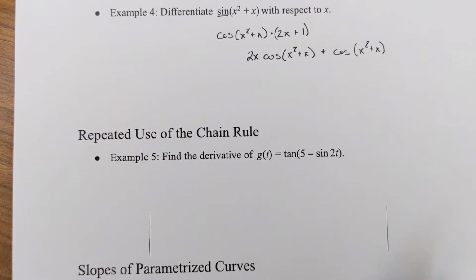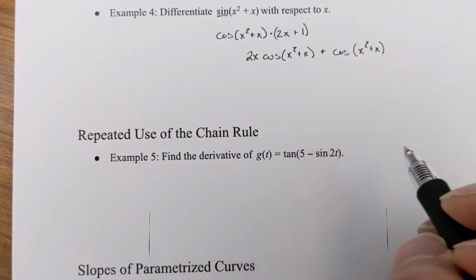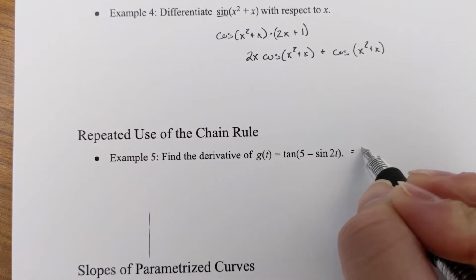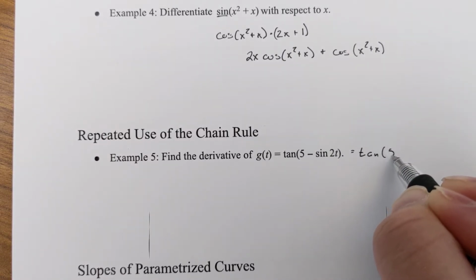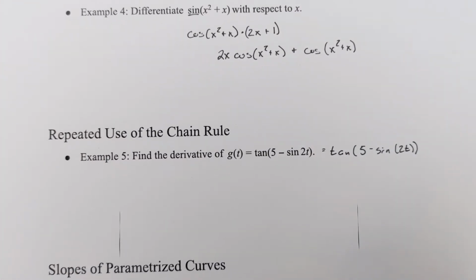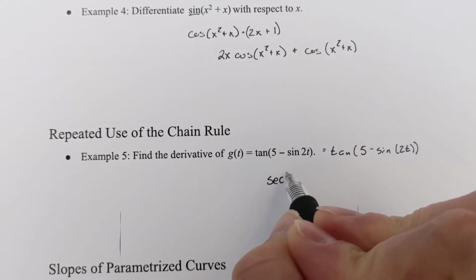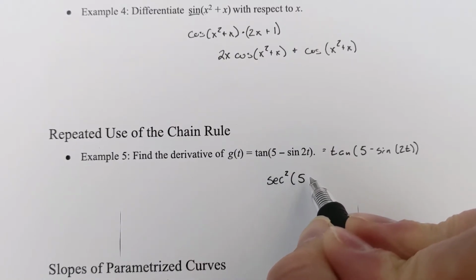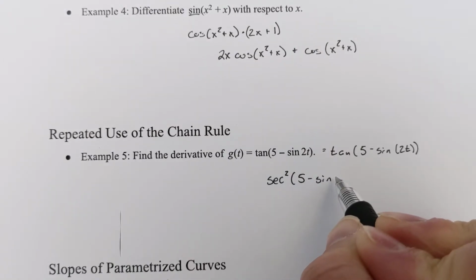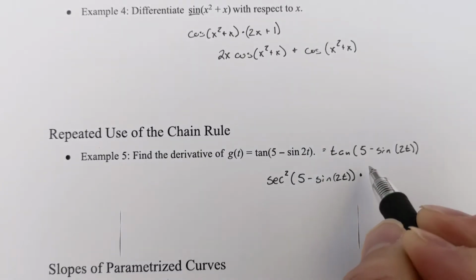Now, there is a case where you have to do this more than once. Here we've got the tangent of 5 minus sine of 2t. Even though it's not shown, there is an unwritten set of parentheses, and if you've used your calculator, sometimes it'll give you them immediately after the trig function. So when I start on the outside, the derivative of the tangent is the secant squared. Leave everything inside of it alone, times, and now we work the parentheses.